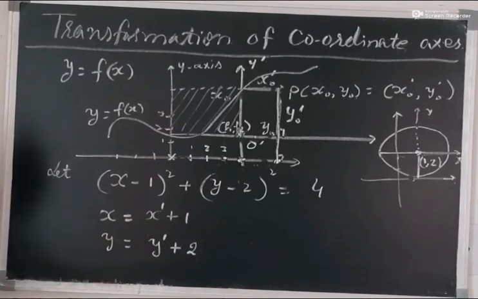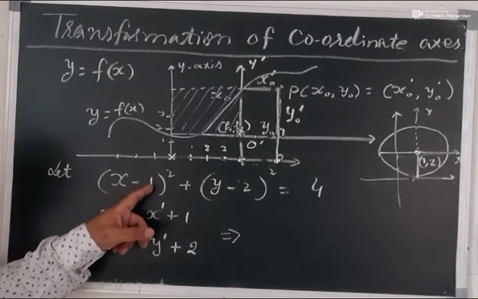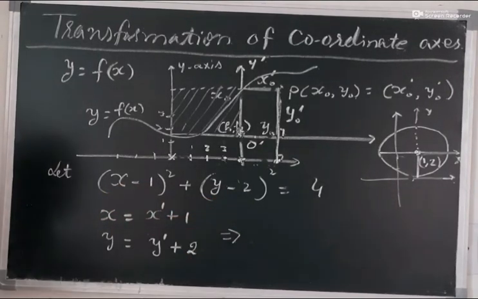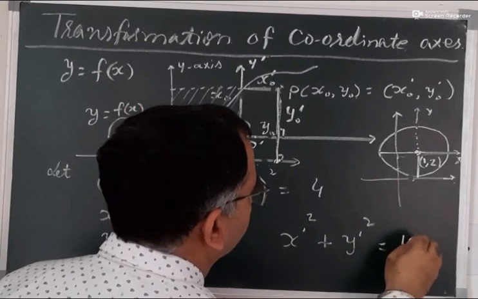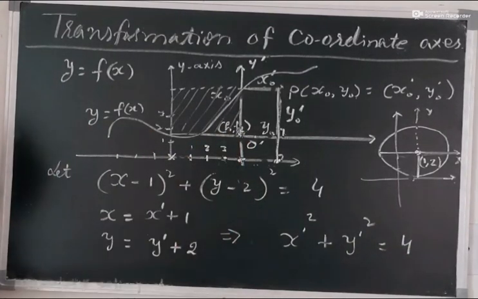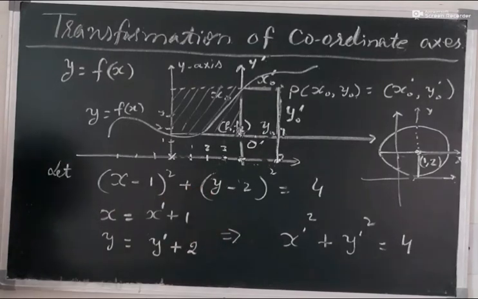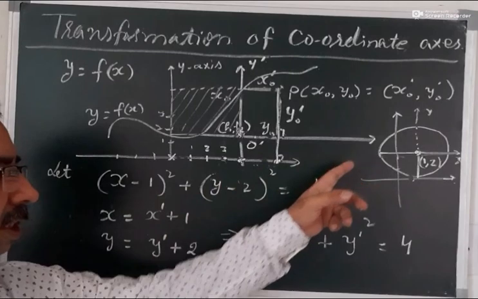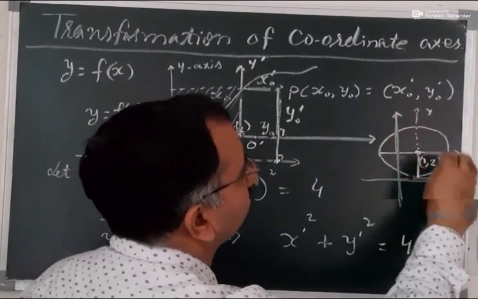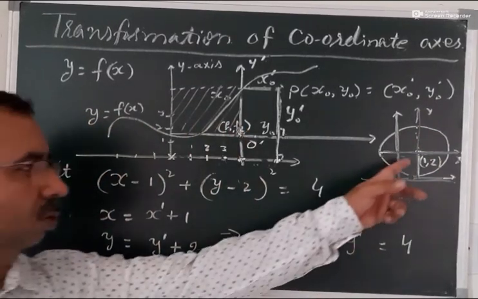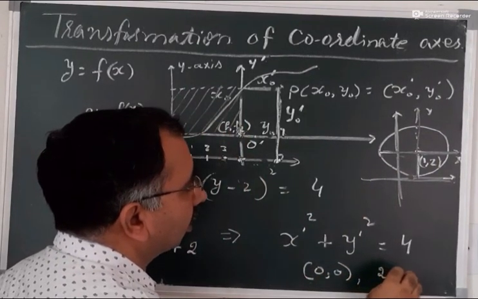Substitute these values here. On substituting x dash plus 1, the 1 and minus 1 cancel each other, and with y dash plus 2, the 2 and minus 2 cancel each other, so we get x dash square plus y dash square is equal to 4. So this equation and the earlier equation appear different. This has become simpler than the earlier equation, but the graph is the same. This equation represents this circle, and the earlier equation also represents this circle. The difference is that earlier my frame of reference was this, now the frame of reference is this. So with respect to the new frame of reference, the center of this circle has become (0, 0) and the radius is 2.